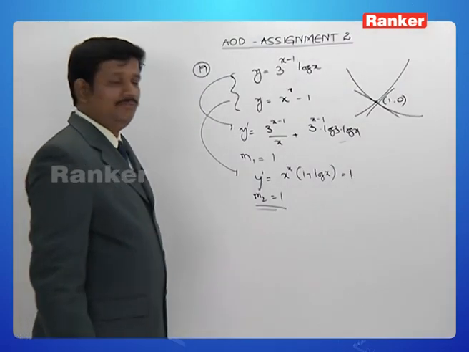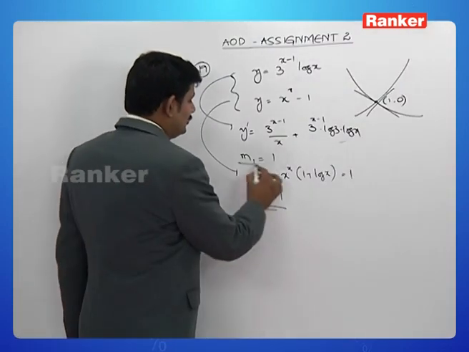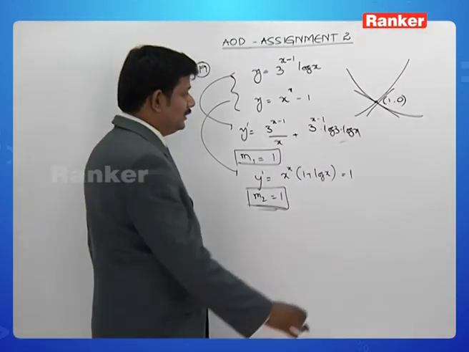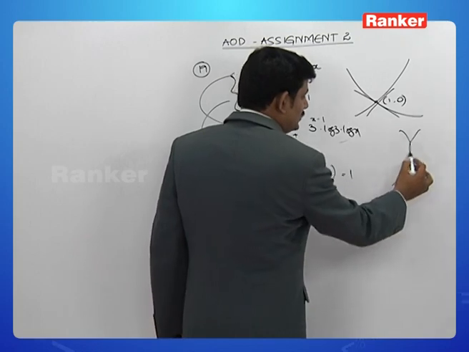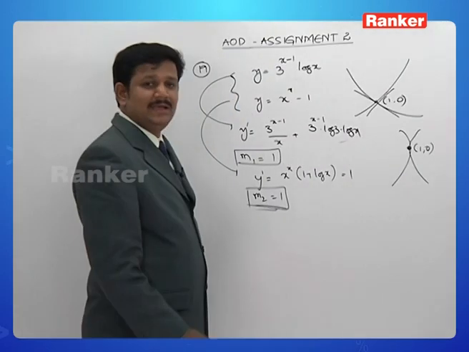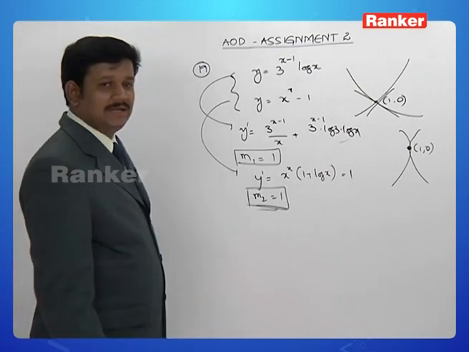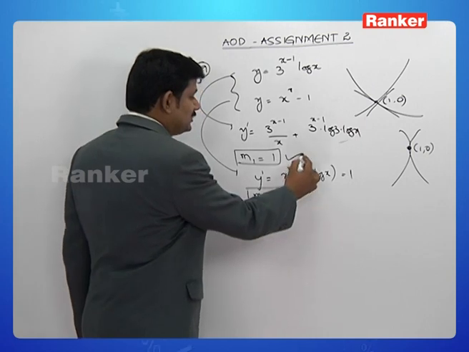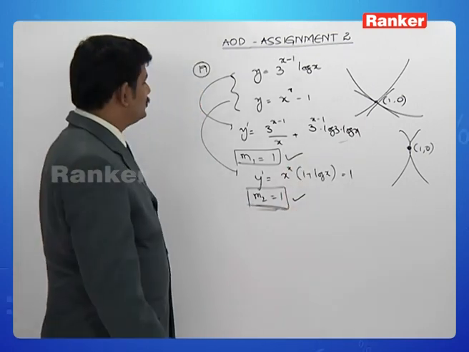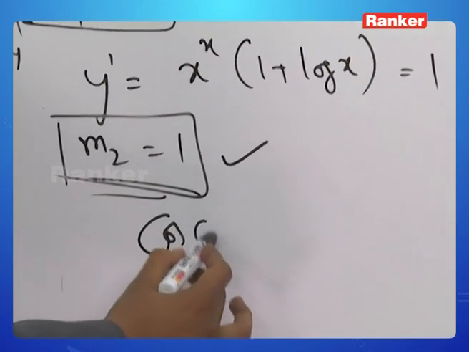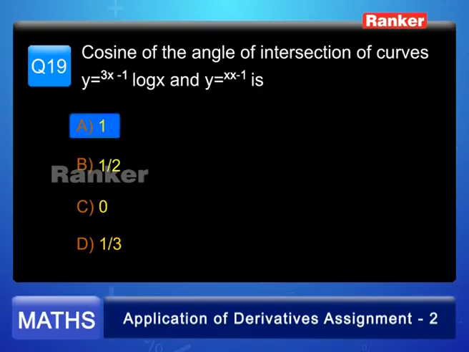m2 is also 1. That means the tangents are same, the curves touch each other. The curves do not intersect, they touch each other at 1 comma 0. So the angle of intersection is 0, both the tangents are parallel, they are coincident. So the angle of intersection is 0, and the cosine of the angle of intersection, cos 0, we know it is 1. So the answer is 1, which is option A.